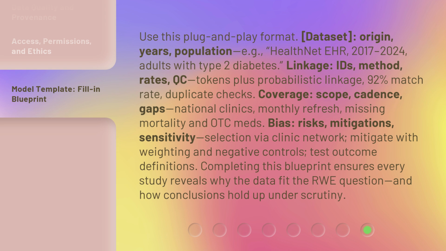Bias, risks, mitigations, sensitivity: selection via clinic network. Mitigate with weighting and negative controls. Test outcome definitions. Completing this blueprint ensures every study reveals why the data fit the RWE question and how conclusions hold up under scrutiny.